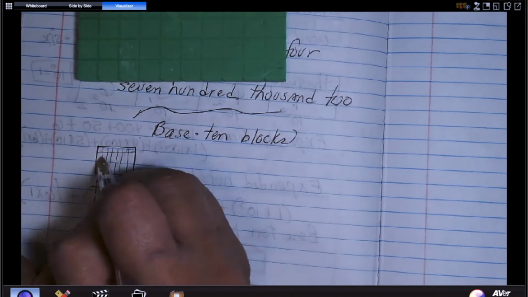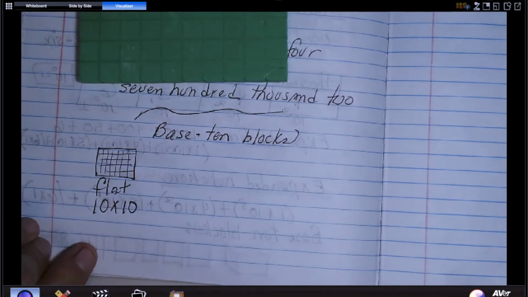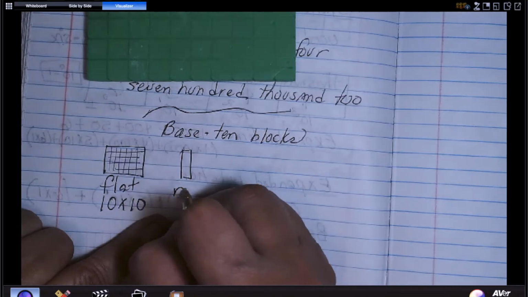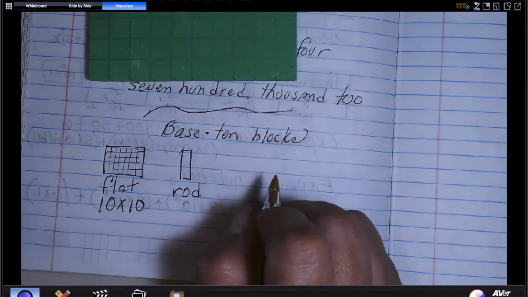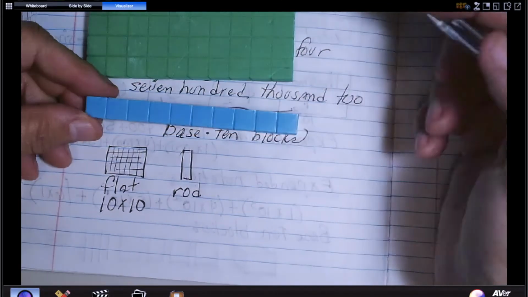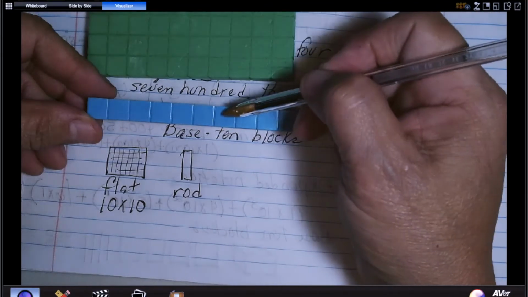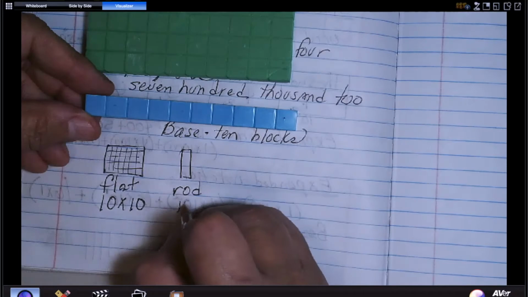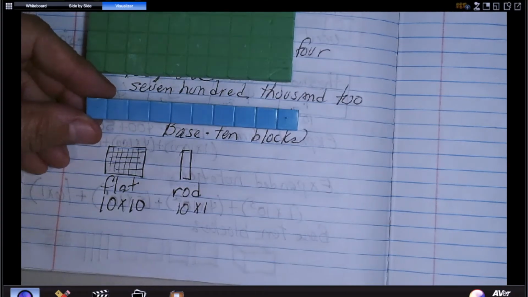Now I'm not really going to count, I'm just doing a little figure there. Next we have a rod. Now this rod has 1, 2, 3, 4, 5, 6, 7, 8, 9, 10. So it is 10 by 1, and it represents our tens.